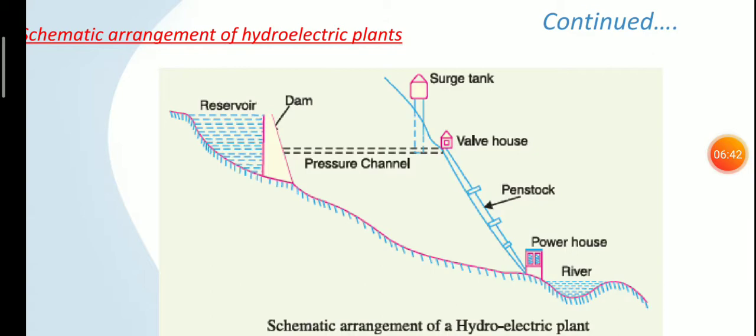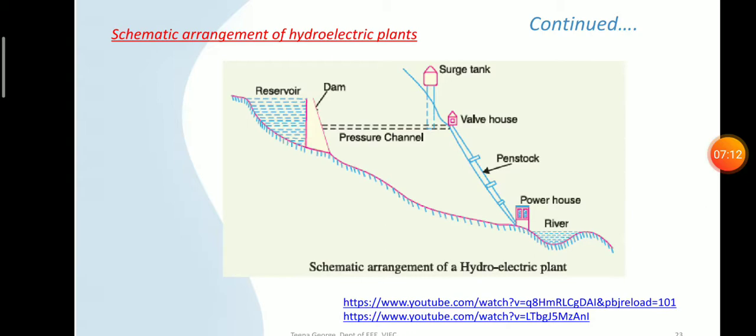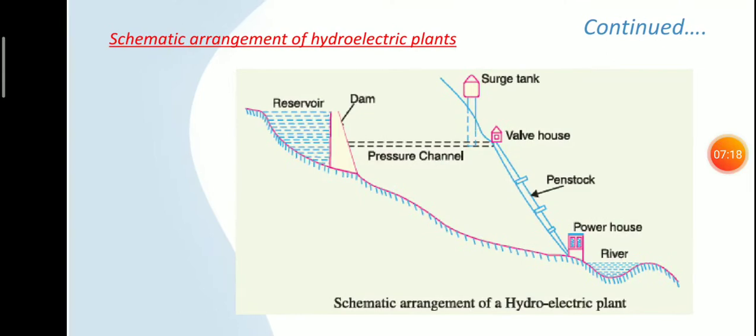And after the turbine, in the powerhouse, it consists of the alternator and transformers. So potential energy of the water in the dam is converted to kinetic energy at the power turbine and then to electrical energy. This is the basic working of a hydroelectric power plant. The dam should be at a height so that it has sufficient potential energy to meet the load.